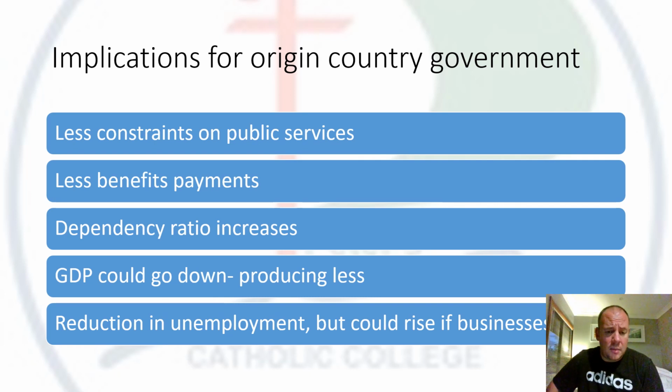GDP could go down too. So GDP is gross domestic product. That's how much money a country makes in a year. So if you've got less people working in your country, your GDP goes down, which means how much wealth your country has, basically. So that could go down if a lot of your workforce is migrating away. And then reduction in unemployment, but it could rise if businesses fail. So that's another big issue.